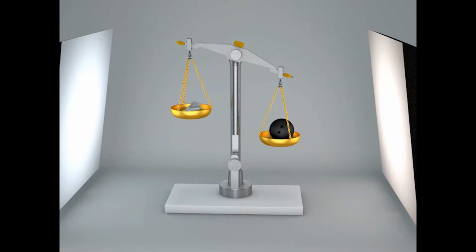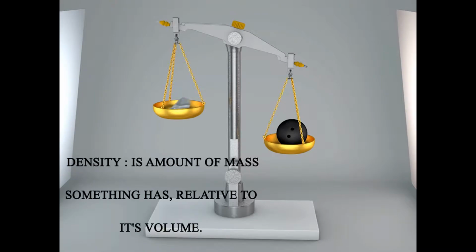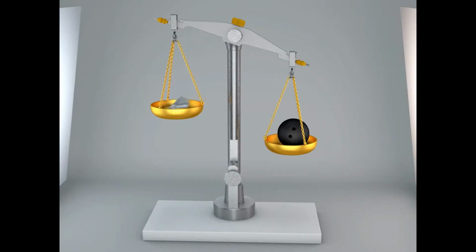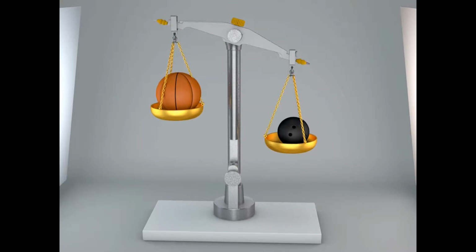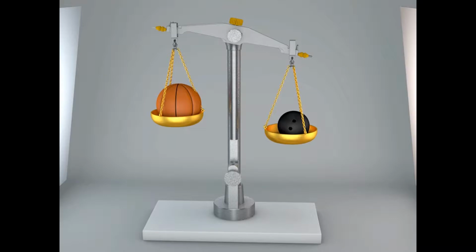But to understand this basic concept, we need to know the concept of density, which is the amount of mass something has relative to its volume. For example, the bowling ball has more mass than the basketball, so the basketball has a bigger volume than the bowling ball. But because the material is different, the bowling ball weighs more than the basketball.